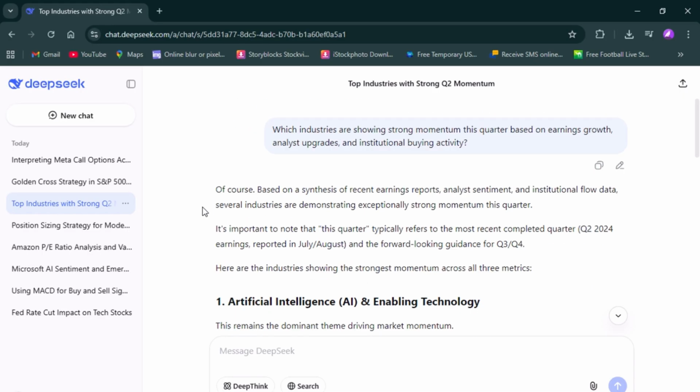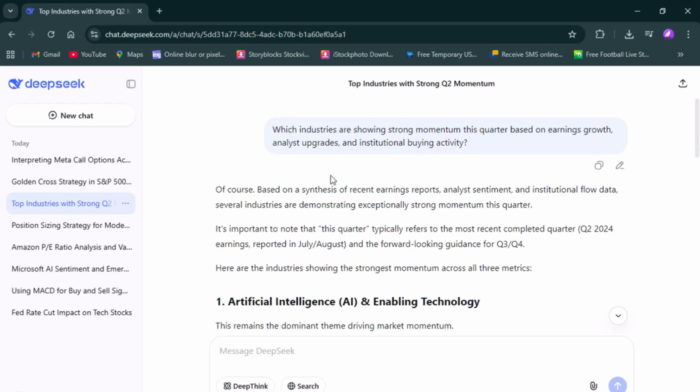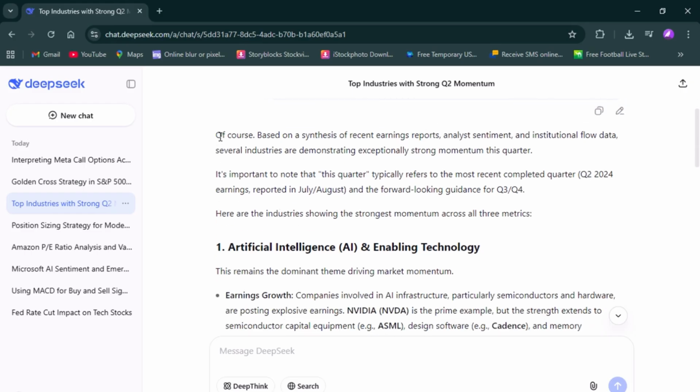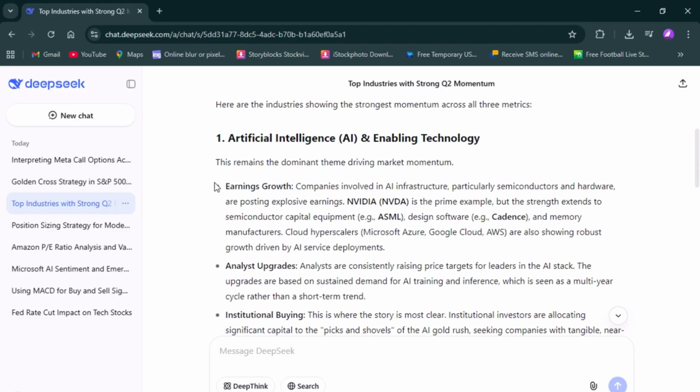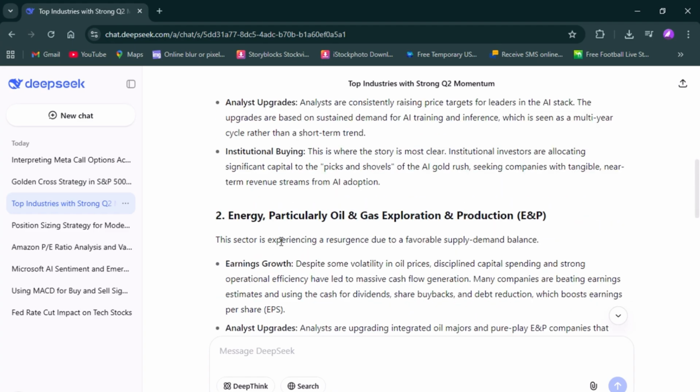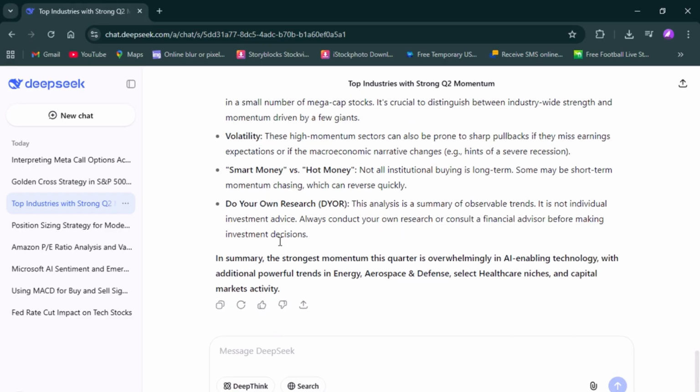If you're looking for new trading ideas, DeepSeek can help with idea generation. You can ask it to identify emerging sectors or undervalued stocks worth researching. Try queries like, which industries are showing strong momentum this quarter based on earnings growth, analyst upgrades, and institutional buying activity? Or list some high-growth potential stocks in the electric vehicle sector with strong fundamentals, reasonable valuations, and positive analyst sentiment. DeepSeek can scan market trends and data to provide you with a short list of opportunities to investigate further.